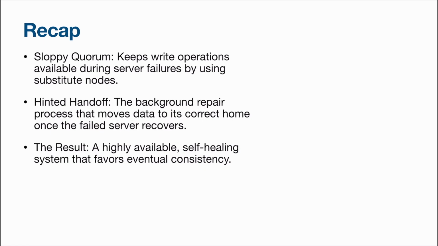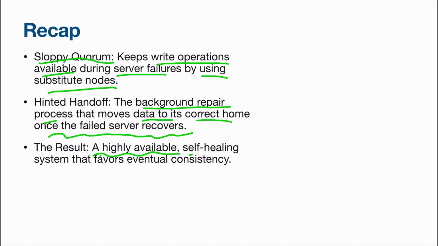So a quick recap. What is a sloppy quorum? It keeps write operations available during server failures by using substitute nodes. And hinted handoff is a background repair process that moves data to its correct home once the failed server recovers. The result is a highly available, self-healing system that favors eventual consistency. Even though the consistency is not strict immediately, we trust the system will be eventually consistent.